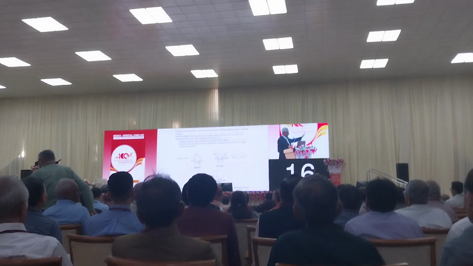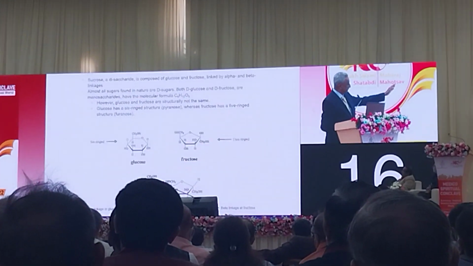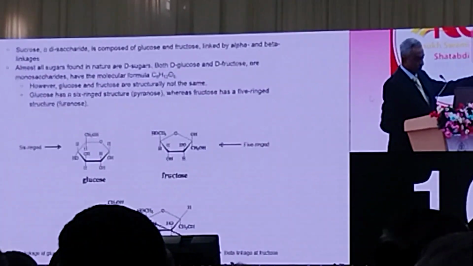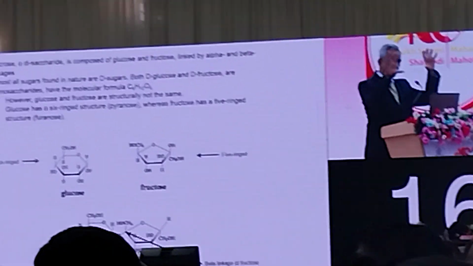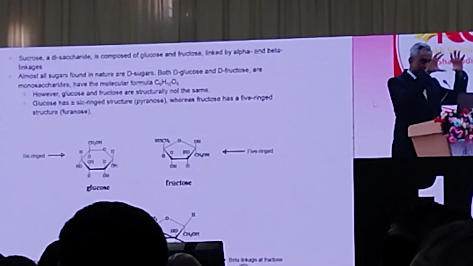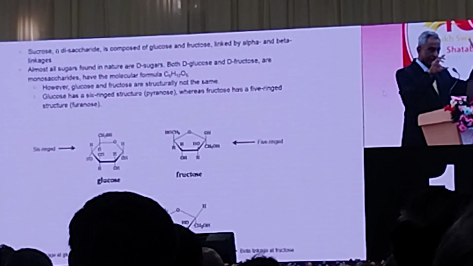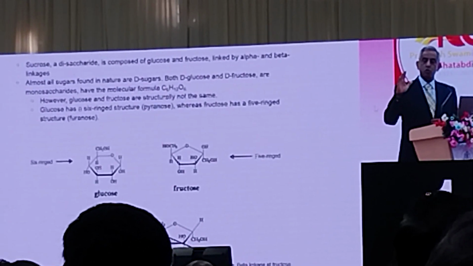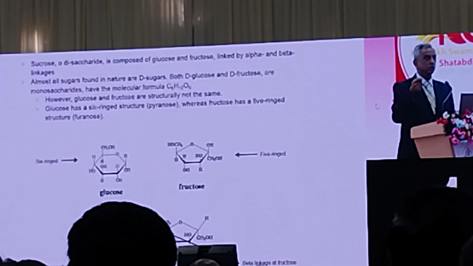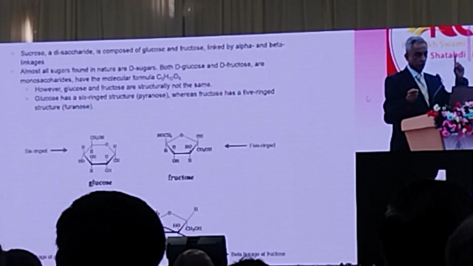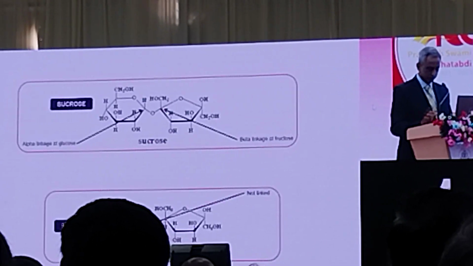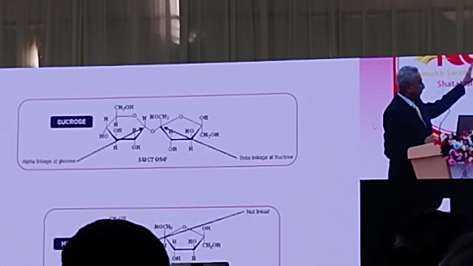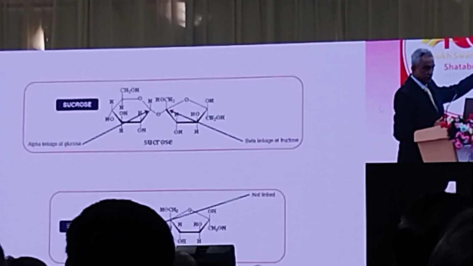Normal glucose is hexagonal. Next to it is fructose, which is pentagonal. So one molecule of glucose and one molecule of fructose, when they combine at a beta and alpha link, you get sucrose. Sucrose is nothing but the common table sugar we use every day. So fructose and glucose make sucrose. Sucrose is glucose plus fructose.